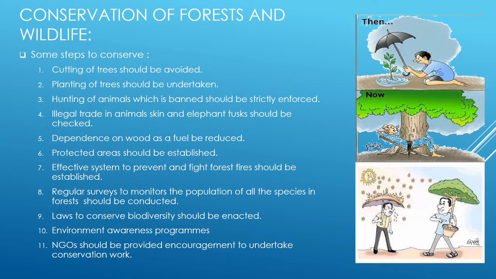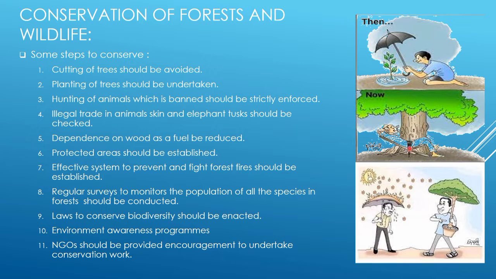So let's try to study the conservation of forests and wildlife. How are we going to conserve our forests, or how are we going to conserve biodiversity? Okay, so biodiversity conservation. What is the first thing? The cutting of trees should be avoided. Deforestation should be avoided. Continuous cutting down of trees should be avoided.